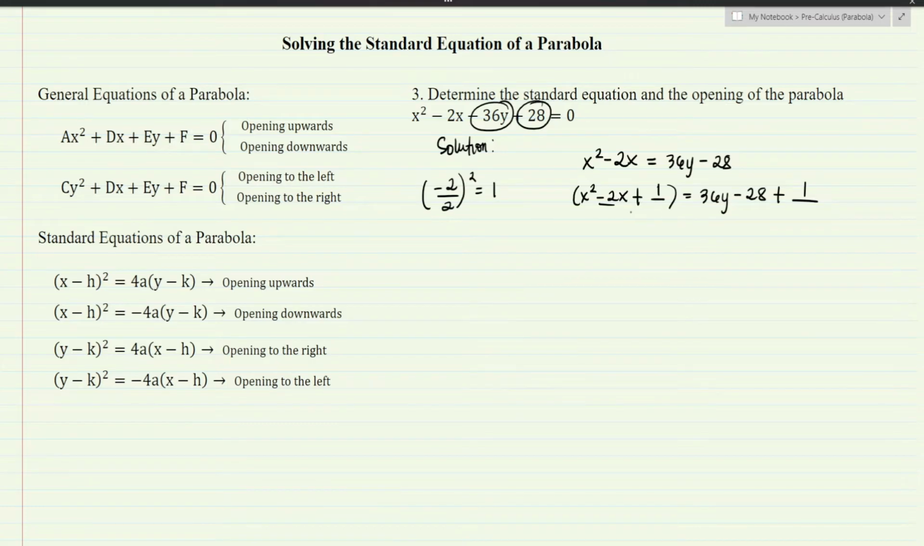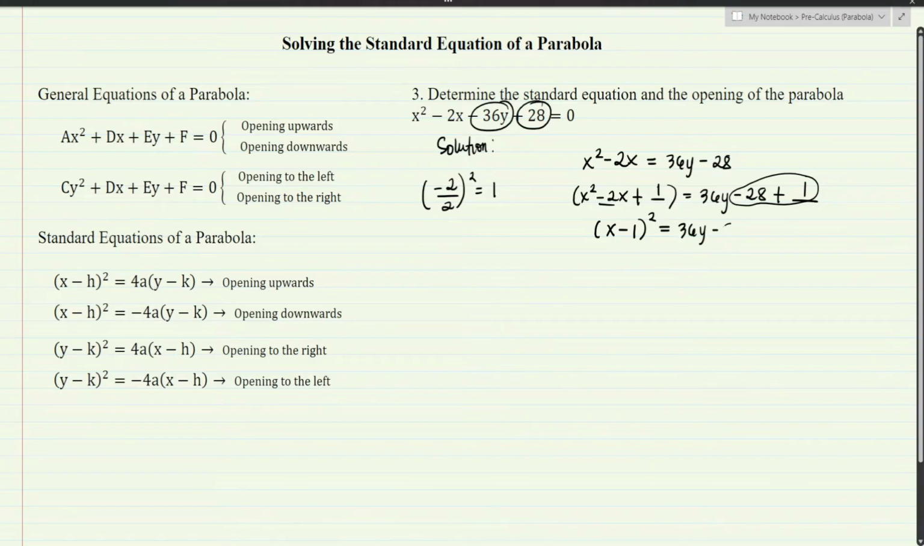Next step, we will have to convert this into its binomial form, and that would be the square root of x squared, that is x, the sign of the middle term, minus, then square root of 1 is 1, then place an exponent of 2. As for the right side, we can simplify this negative 28 plus 1. So I will have here 36y minus 27 on the right side of the equation.